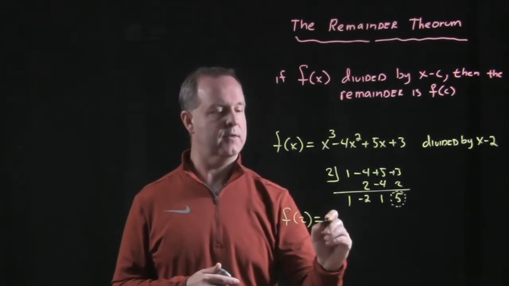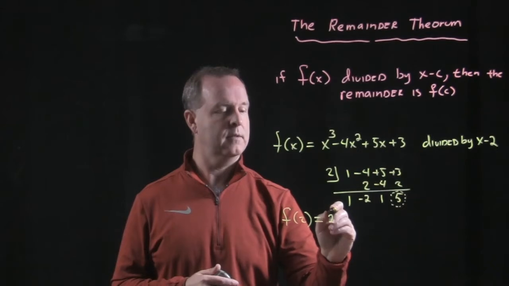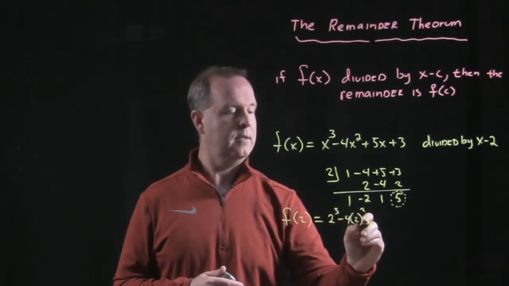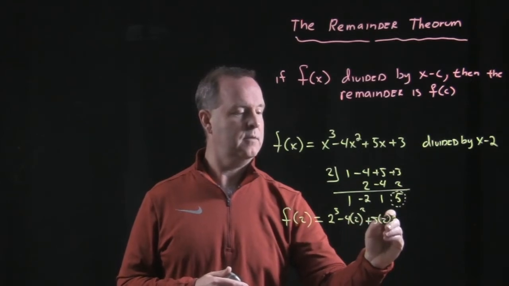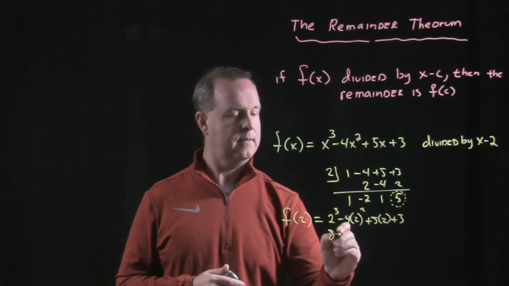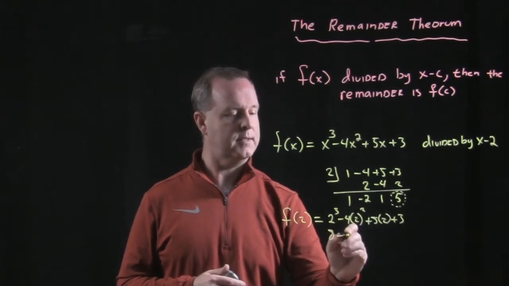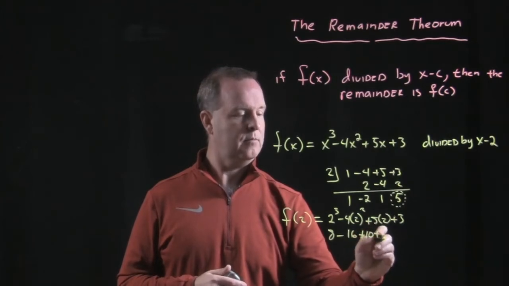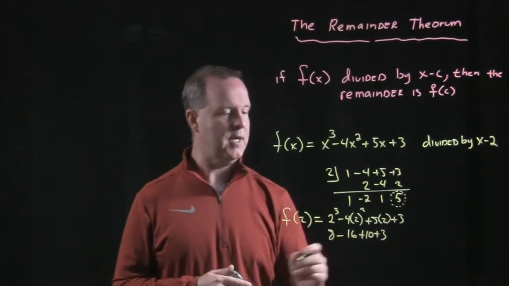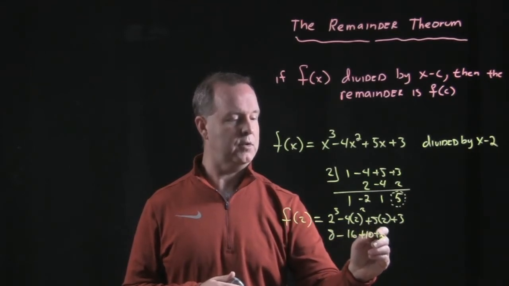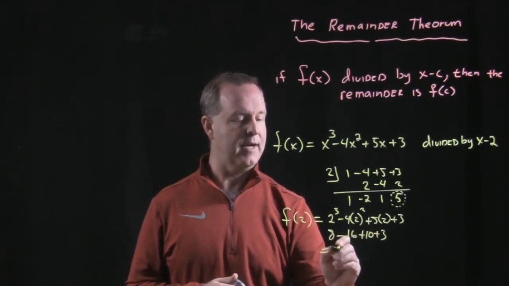evaluate it at 2, so this becomes 2 cubed minus 4 times 2 squared plus 5 times the 2 plus a 3. 8. Minus 4 times 4 is 16, plus 10, plus a 3. Let's add all those up. This gives me a negative 8, plus a 10, which is a 2, 2 plus a 3, which equals 5.